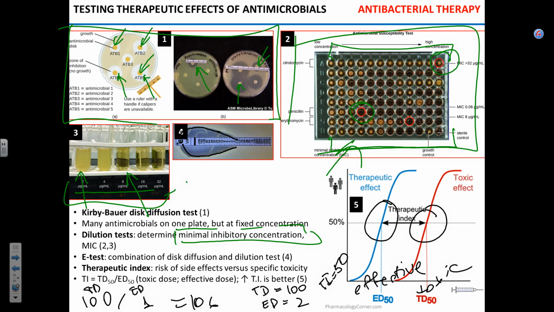Exactly. Very good explanation. We have more leeway to increase the dose. Does that make sense? If your effective dose is 2 and your toxic dose is 200, you have all that space. You can increase the dose without poisoning people. If your effective dose is 2 and toxic dose is 3, that's it. You can't raise it anymore.